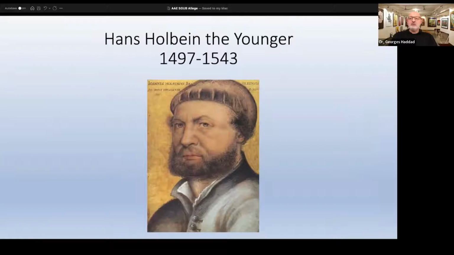Hans Holbein the Younger, and we'll come back and talk about him over and over again. He actually depicted the Black Plague in numerous paintings and engravings, and he died of the Black Plague at the age of 46.